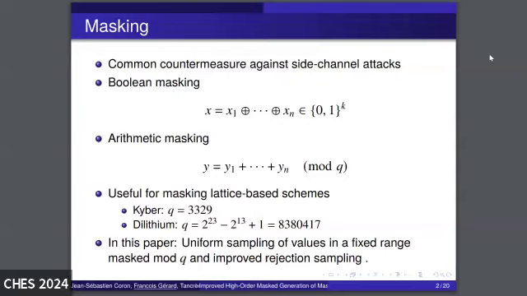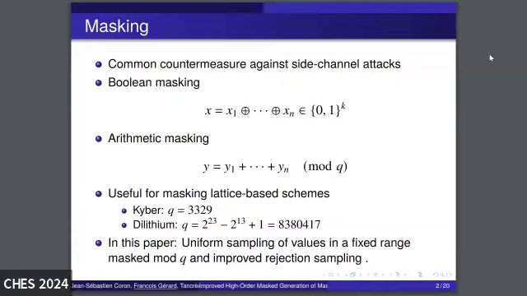And so in general, we have two types of masking that we work with. One is Boolean masking, where every share is just a value, such that you have to XOR them to get the sensitive value x. You also have arithmetic masking. The only difference is that now if you want to recompose your value, you have to add modulo q. Those two types of masking are useful to mask lattice-based schemes in general, because the point is that in some type of masking, some operations are easy to do, while other operations are hard to do.